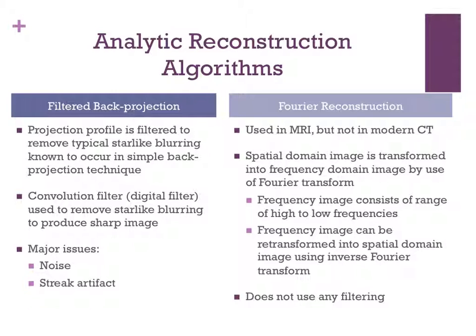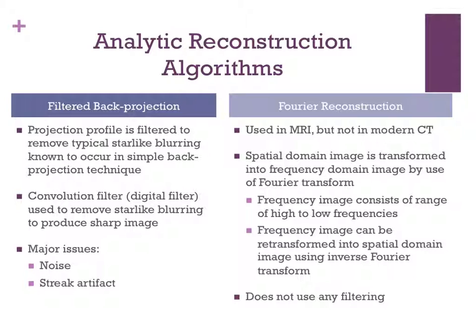Analytic reconstruction algorithms were developed to overcome limitations of back projection and iterative algorithms used in modern CT scanners. For example, the Fourier transform and the filtered back projection. The filtered back projection is often referred to as the convolution method. The projection profile is filtered or convolved to remove the typical star-like blurring that is known to occur when using the simple back projection technique. So basically, it uses a convolution filter to remove the star-like blurring, which then produces a sharp image.